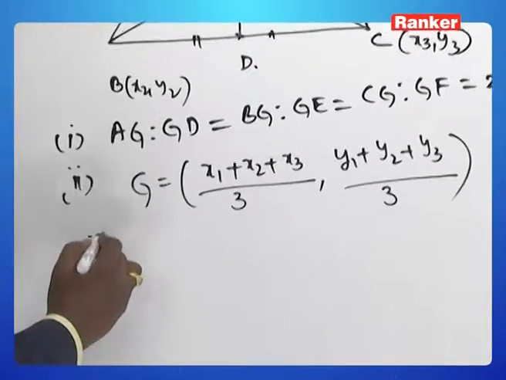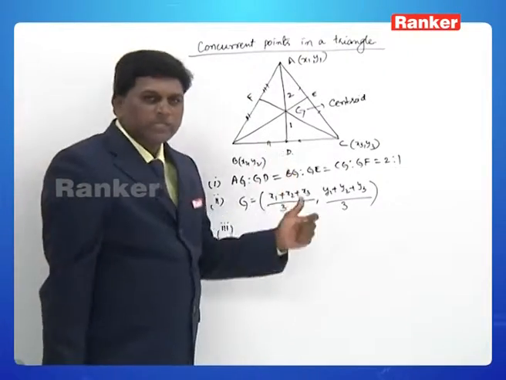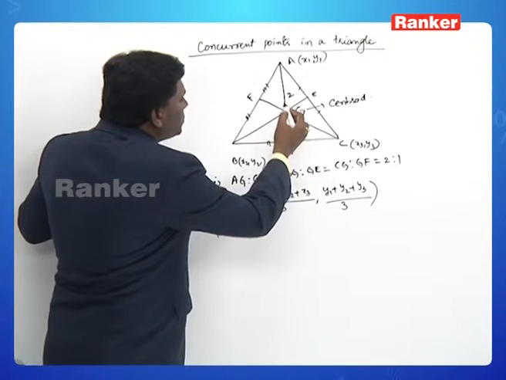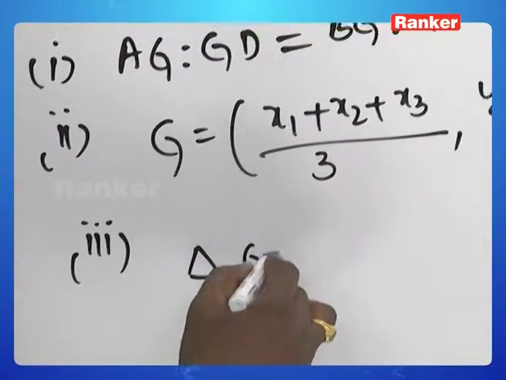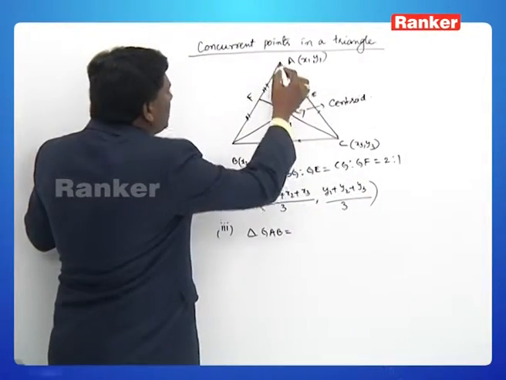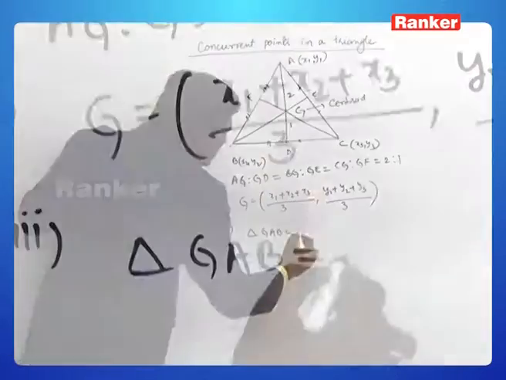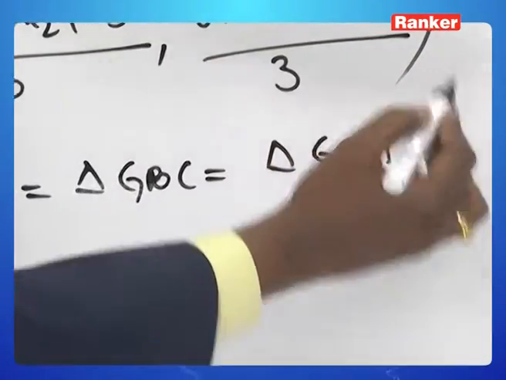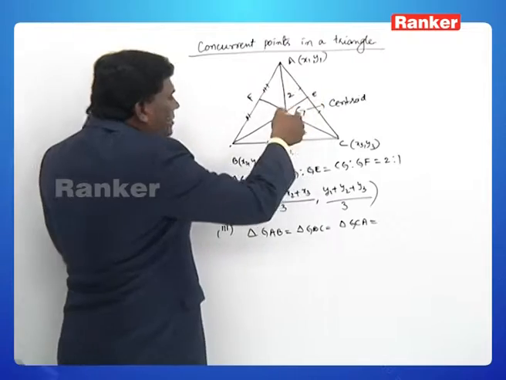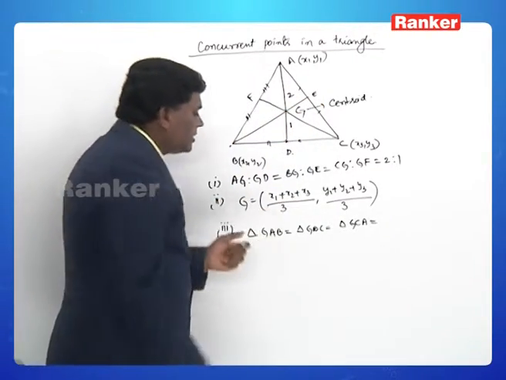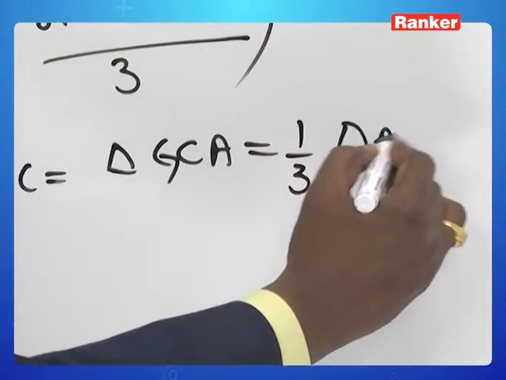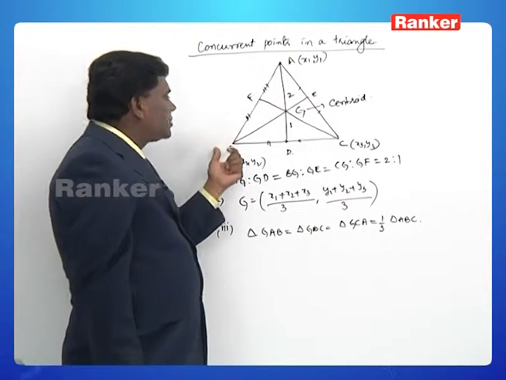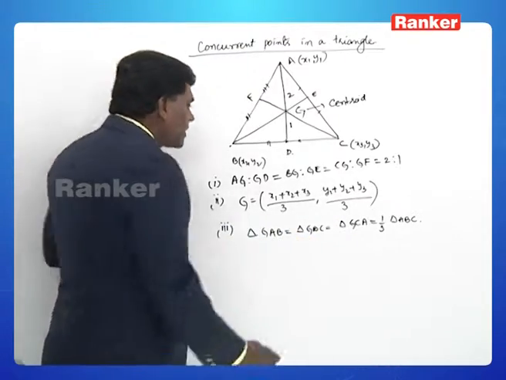Third one, let us have a look at the remaining properties of the centroid. The centroid divides the triangle into three equal triangles: triangle GAB, triangle GBC, triangle GCA are all equal, and adding all three we get the total triangle area. That's why each triangle is 1/3 of the area of triangle ABC. The area of the triangle formed by the centroid and any two vertices is 1/3 of the total triangle ABC.